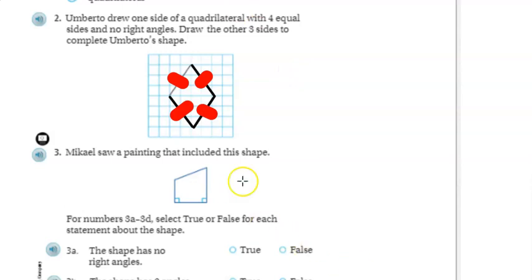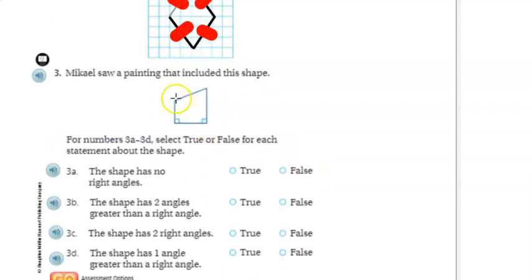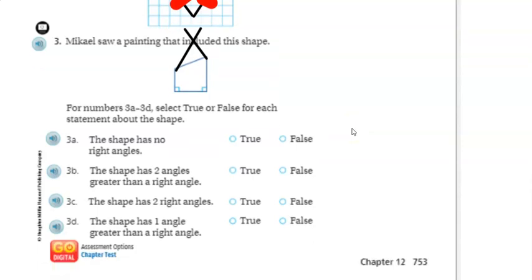All right, so we're going to keep on going. Mikkel saw a painting that included this shape. Hopefully you can see if you drew your lines out, they would intersect. We have parallel, parallel, 90-degree angle, 90-degree angle. So now once we've looked at it, we should be able to answer some questions. For numbers 3A to 3D, select true or false for each statement about the shape. So we just looked at the shape, we talked about the shape, we see what kind of lines it has, what kind of angles it has. So now you go through and you answer these questions.